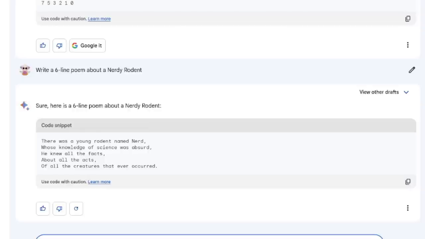Whose knowledge of science was absurd. He knew all the facts about all the acts of all the creatures that never occurred.